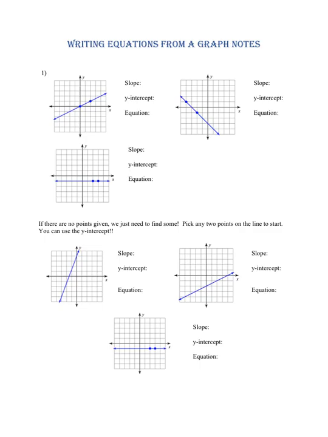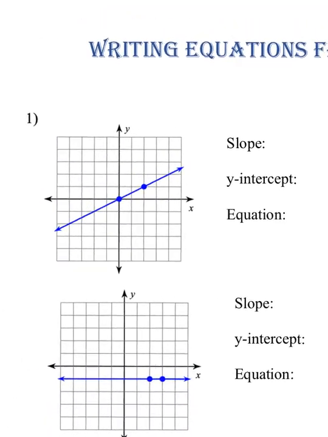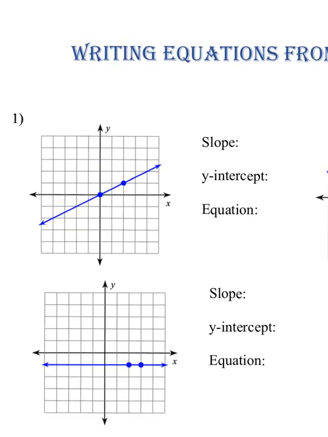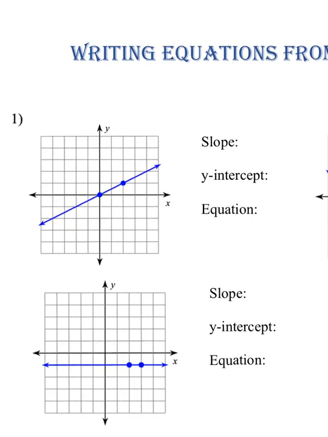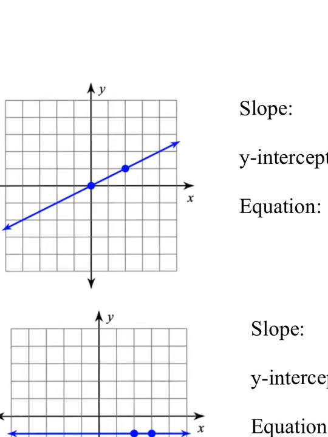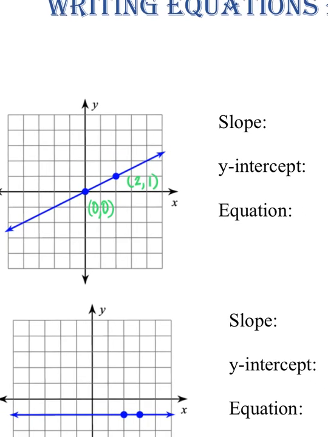So let's look at what that looks like. I have here on my graph 2 points. I'm going to go ahead and label my 2 points. Not that you need to do that, but I just want to show you this. So this point here is 0, 0. And the point here is 2, 1. Okay, so we have our points.